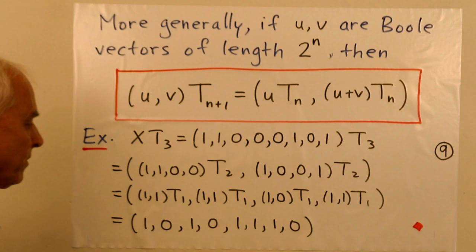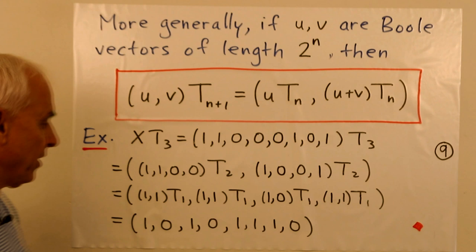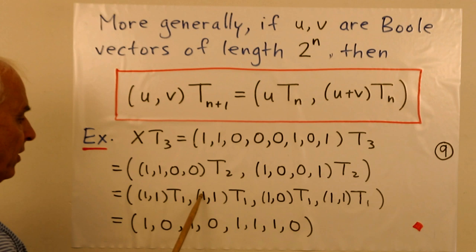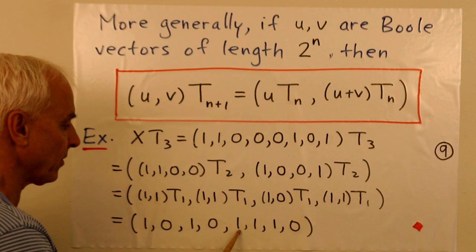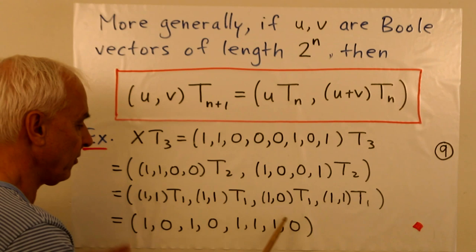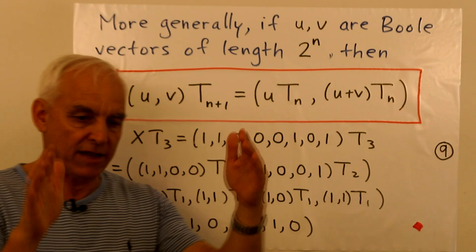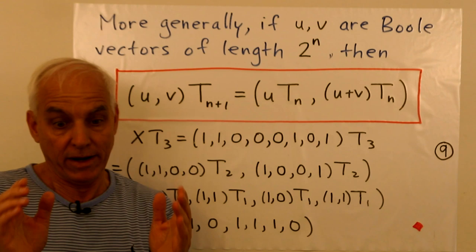So what is 1, 1 acted on by T1? That's just our very first formula: you get the first entry, and then the sum of the two entries, 1, 0. Here again, same thing, 1, 0. Here the first one is 1, and the sum is 1, so that's 1, 1. And this one's the same as these ones, 1, 0. So this is a recursive thing. You take the vector of length 8, break it into two vectors of length 4, then break each of those into two vectors of length 2, and you just keep going down.